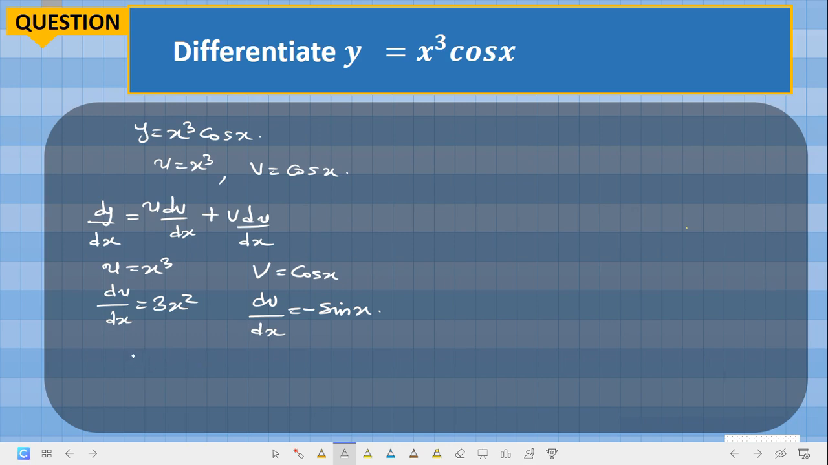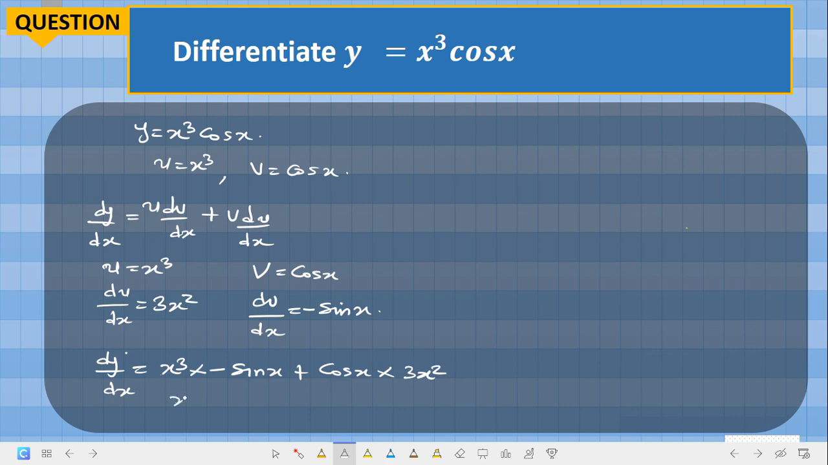Now solving with this, your dy ds will be equal to, your u is s raised to the power of 3, dv ds is minus sine s, plus v is cos s times du ds, which is 3s squared.